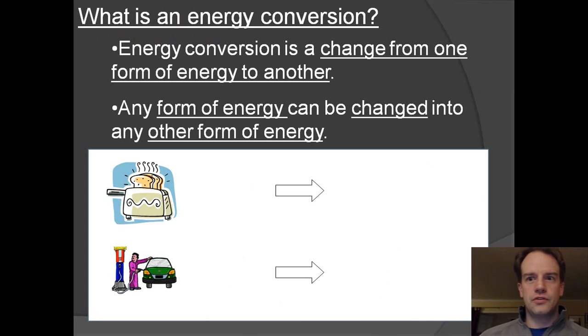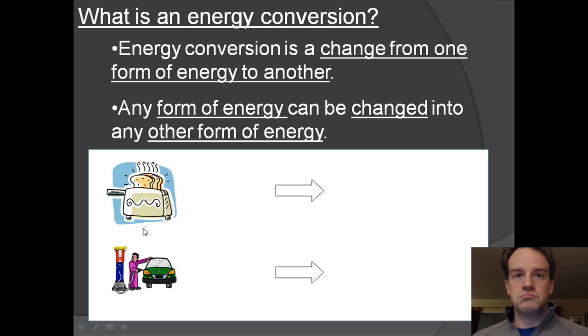Now, as I've talked about earlier, when we had nuclear energy changing into electrical, energy doesn't stay the same. It's converted from one form to another. And any form of energy can be changed into any other form of energy. So let's look at these examples here.